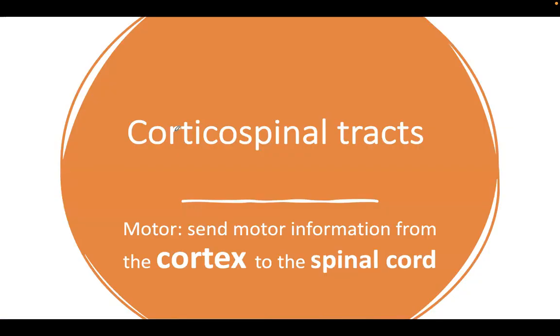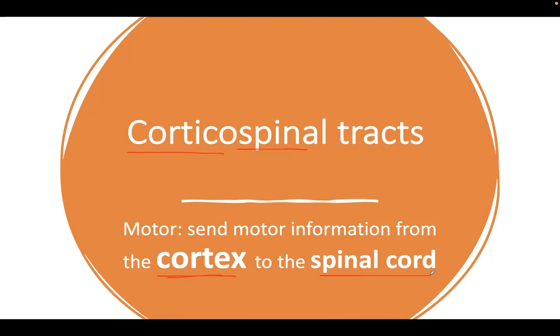Now, I want everyone to remember this concept because we are now going to dig deeper into the actual pathways. And this is where the Waterloo of most medical students comes in. So the corticospinal, so cortico means, okay, motor information comes from the cortex of the brain. Then the spinal, of course, stands for the spinal cord. So the corticospinal tract will send motor information from the cortex of the brain to the spinal cord.